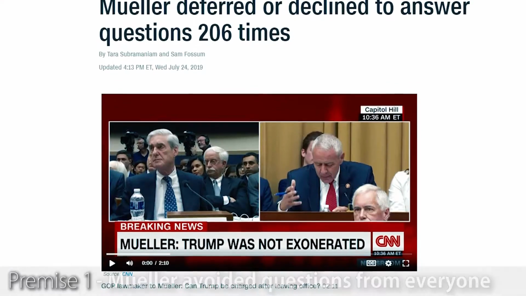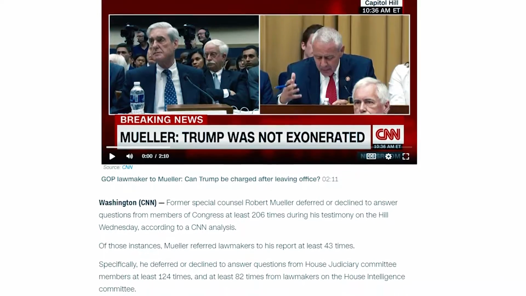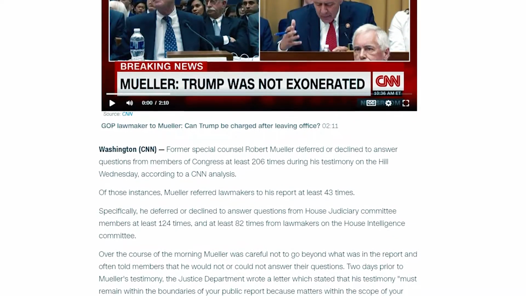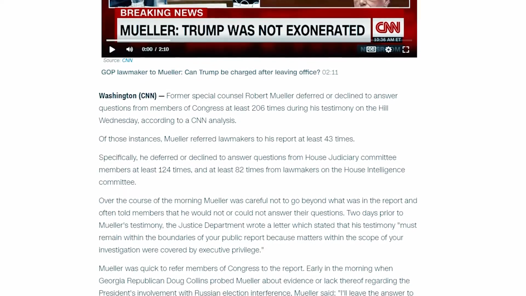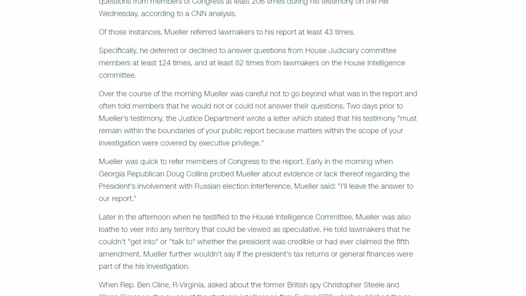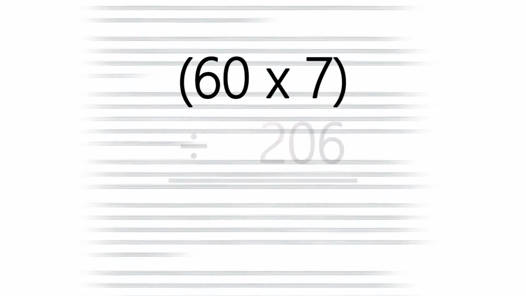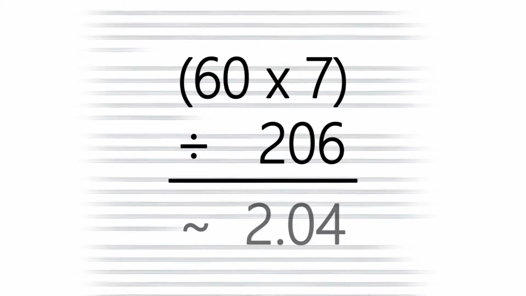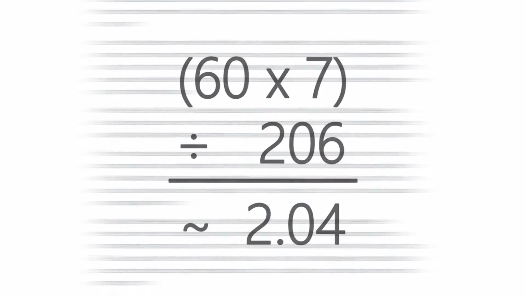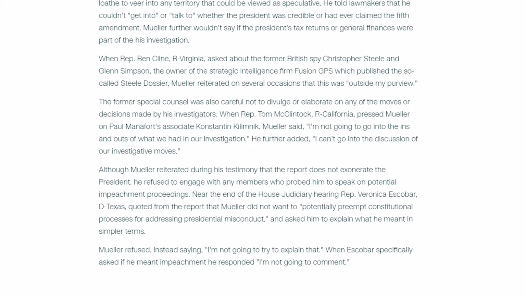With the first premise, the author provided a link to another CNN article that goes into more detail about this premise. Specifically, it claims that Mueller declined to answer questions at least 206 times and referred lawmakers to his report at least 43 times. Although this premise seems to be factual and accurate, and 206 questions seems like a large number, we have been omitted the full picture. We can, however, quickly calculate that 206 questions in 7 hours leads to an average of 2 minutes per question, which is not an unreasonable number. We can also assume that if Mueller did provide an exceptional answer to a question, it would have been mentioned elsewhere in the article. The overall strength of this premise is thus strong.